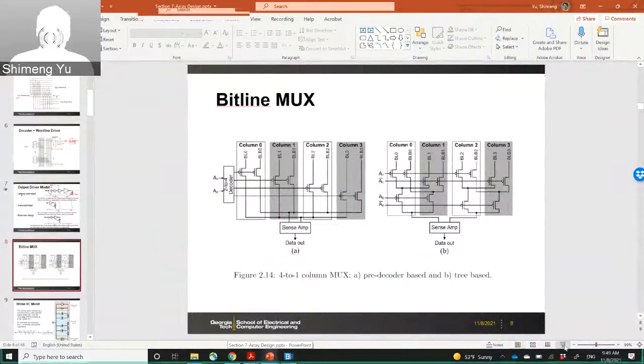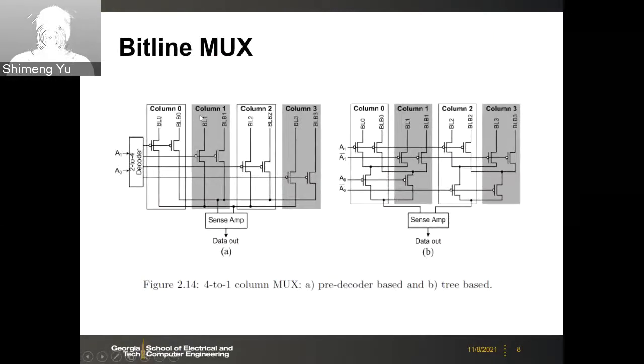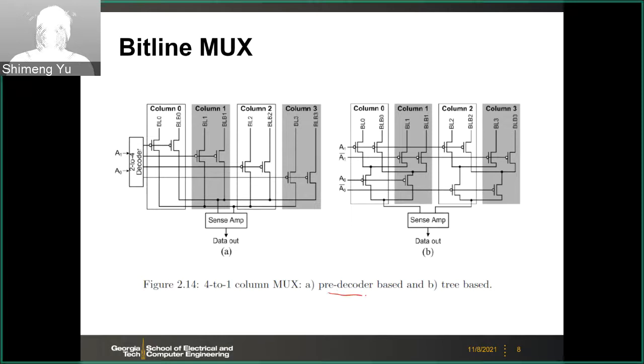And then bitline muxes. At the end of the bitline, you may select which column goes to the sense amp. For example, here you share those 4 columns with one sense amp. And in this case, you have bitline and bitline bar. Probably it's more like an SRAM. No matter what, there are 2 kinds of bitline muxes. The first one is pre-decoder based. So in this case, you need the column decoder here.